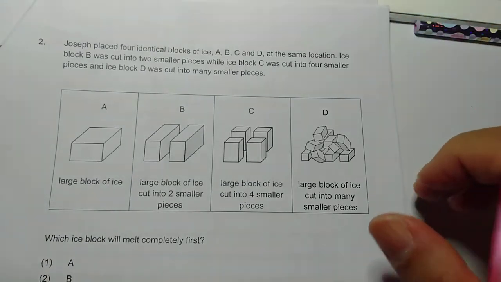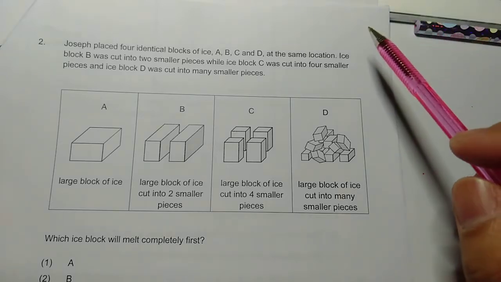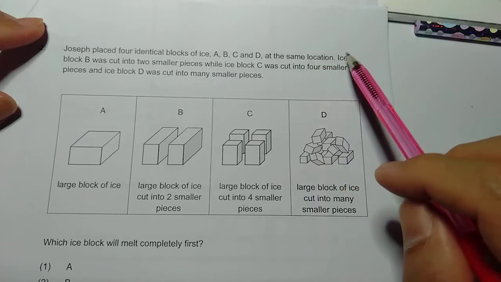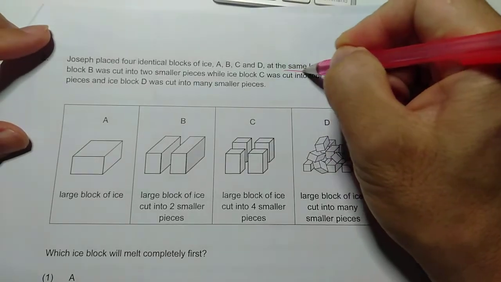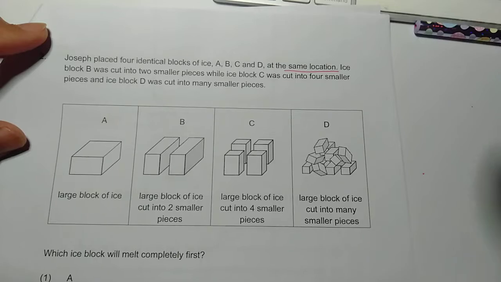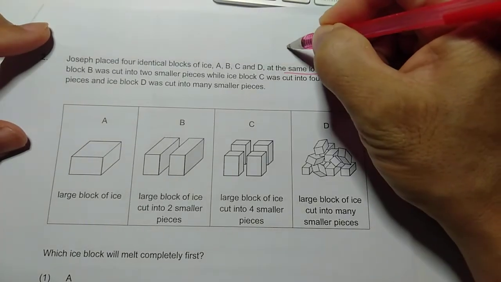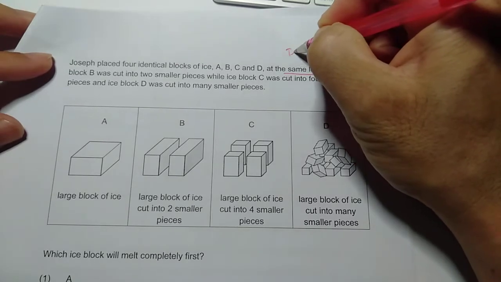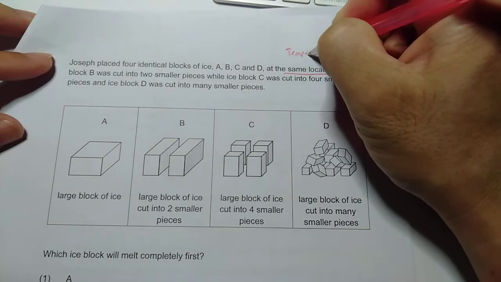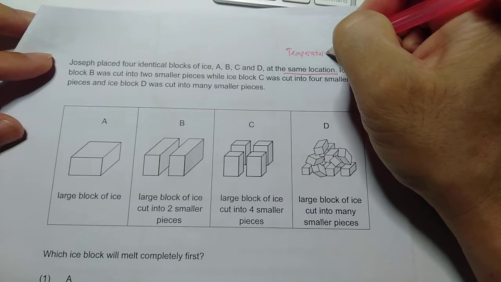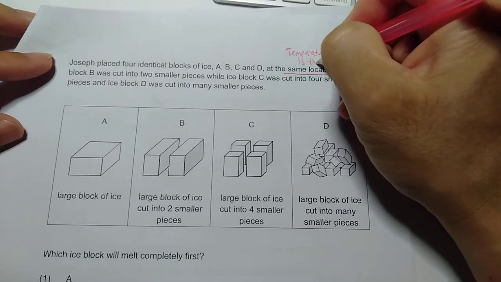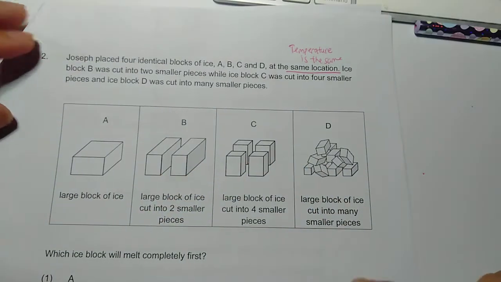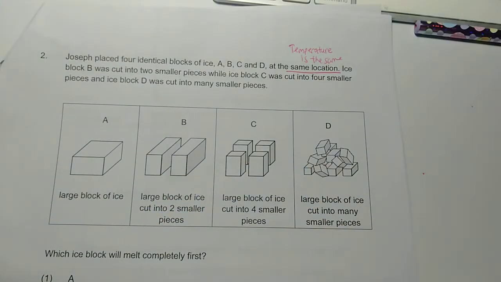Now Joseph placed 4 identical blocks of ice, A, B, C, and D, at the same location. Same location, often you can infer some information. Same location means that in this context, because this is about melting, the temperature is kept constant for all these 4 blocks of ice. Right? Temperature is the same because they are in the same place.